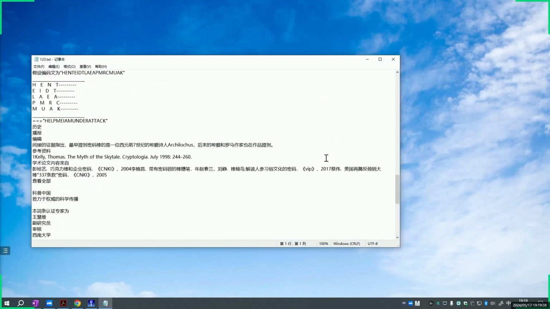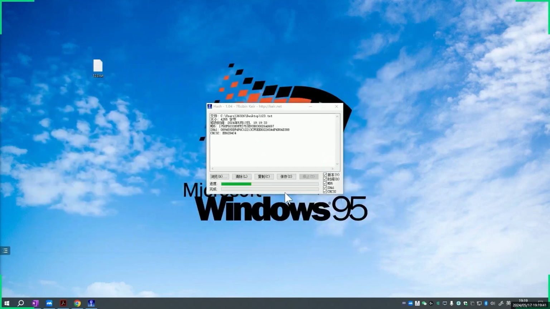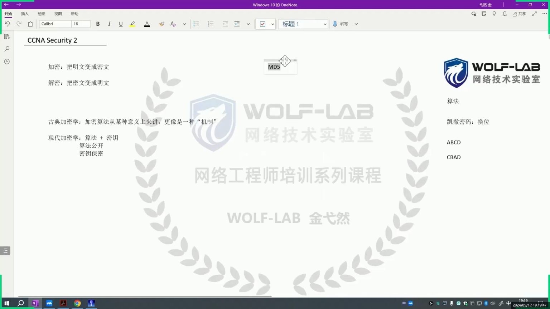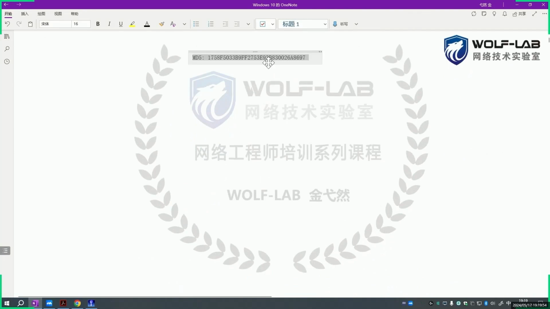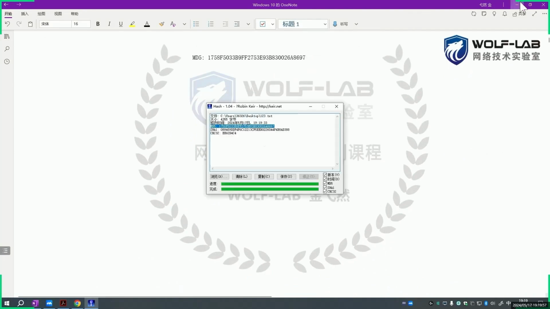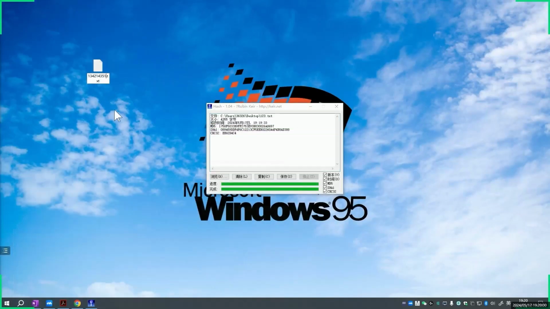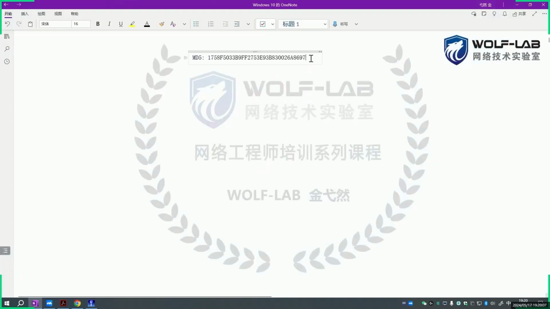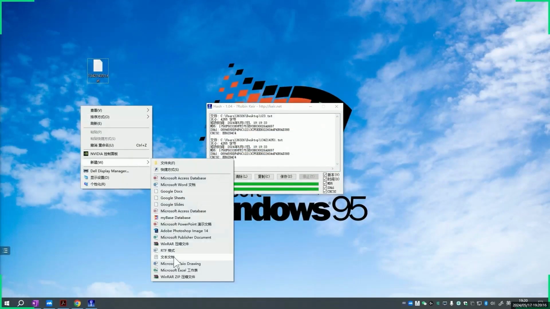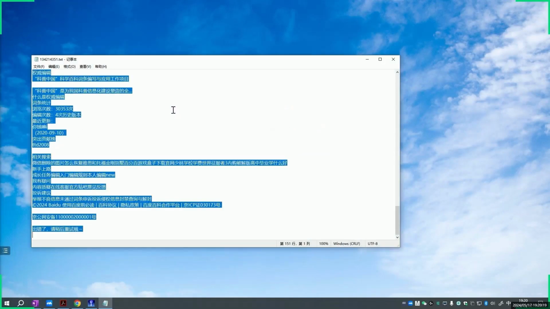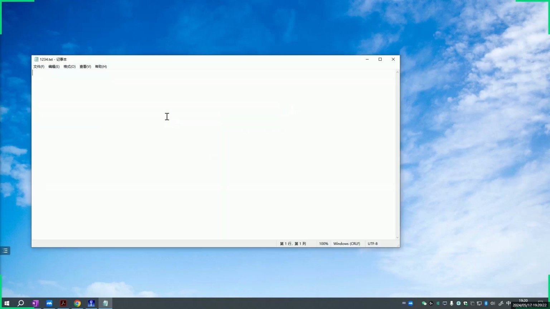Here's the MD5, for instance, and here's the result. Regardless of the file name, this is the result it computed. No matter what you call this file, the computed result will be the same as long as the file content doesn't change. I'll create another one. I'll copy the original text, paste it here, and save it. I'll calculate again. It's still the same, right? Okay.